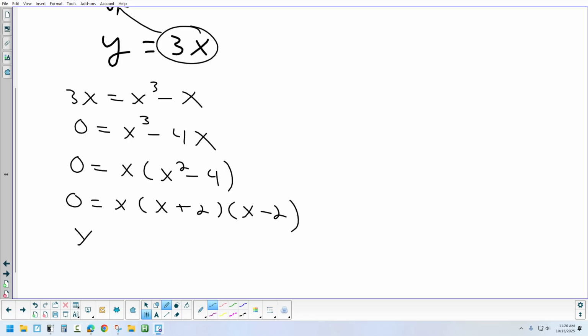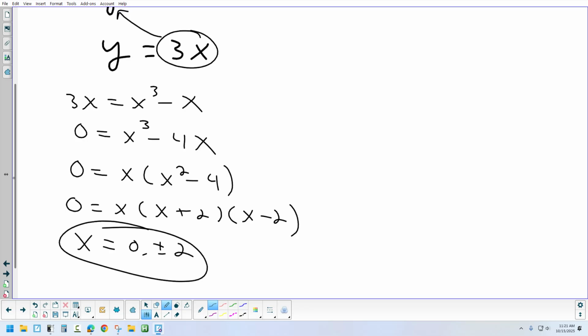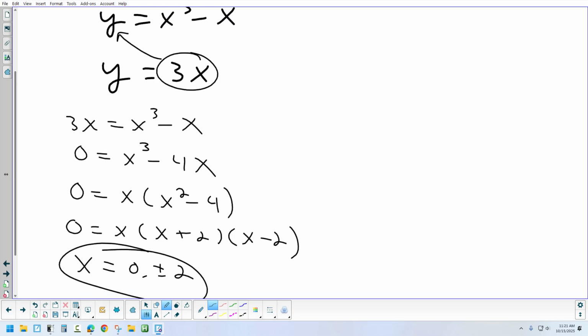And now, we should be able to find the 3 answers you could plug in that would give you 0. What are the 3 values of x that give me 0? Nick? 0, negative 2, and 2. Yep, 0, negative 2, and 2. Perfect. So algebraically, that's actually not a hard cubic to solve. It all factored. No synthetic division, no rational root theorem needed.